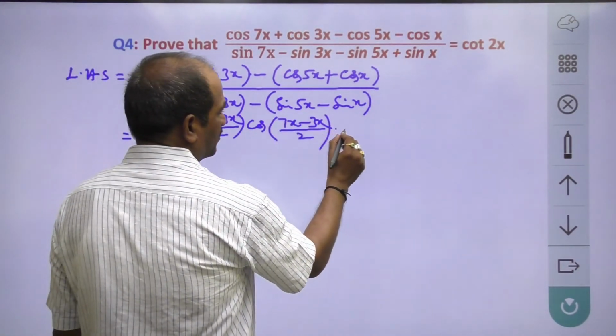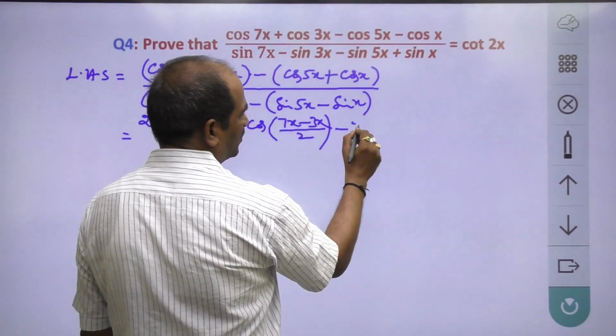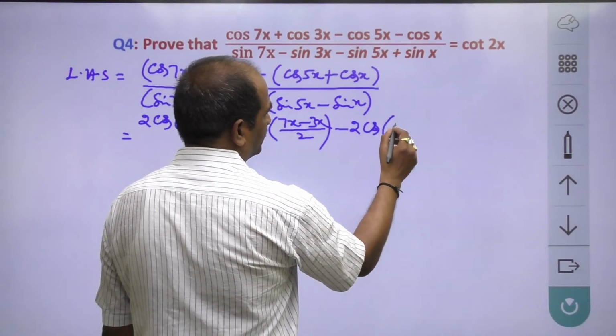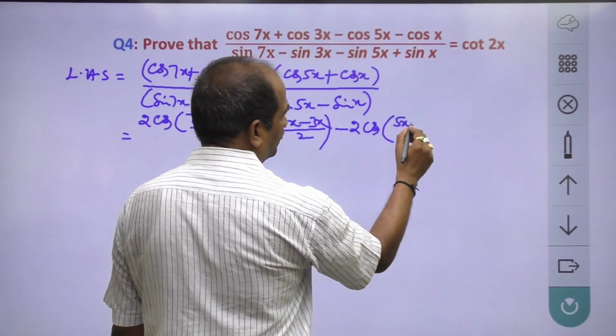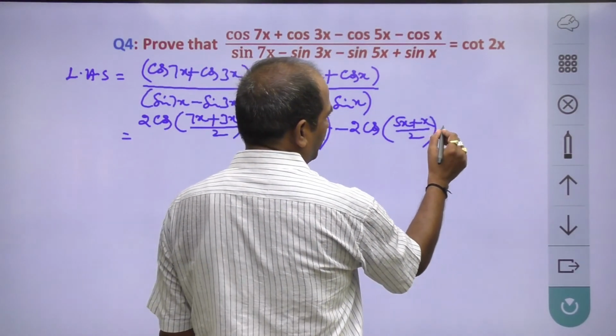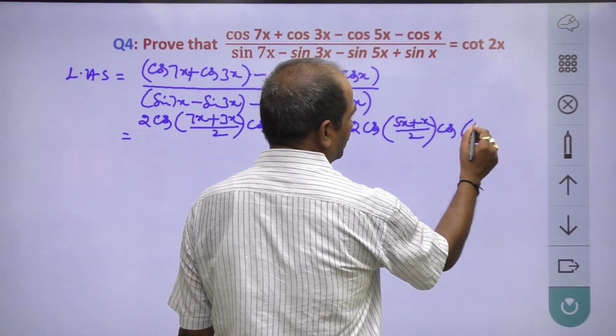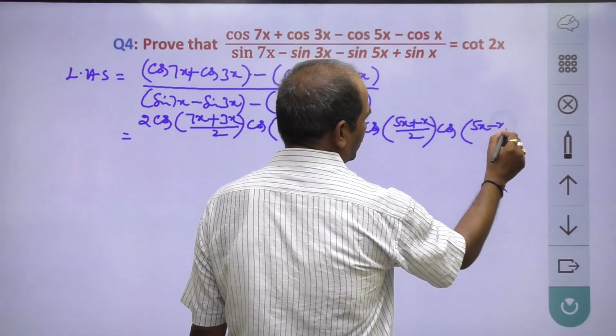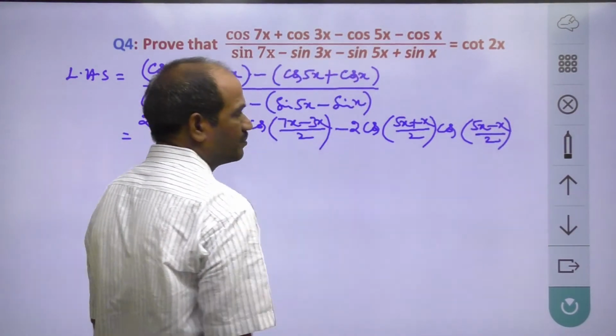Next, minus cos C plus cos D. So that is 2 into cos of (C plus D) by 2, so that is 5x plus x by 2, into cos of (C minus D) by 2, so 5x minus x by 2.